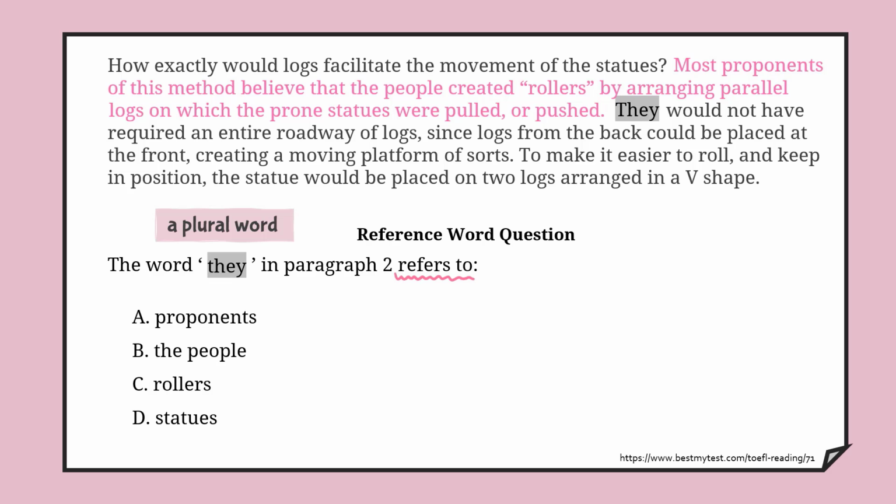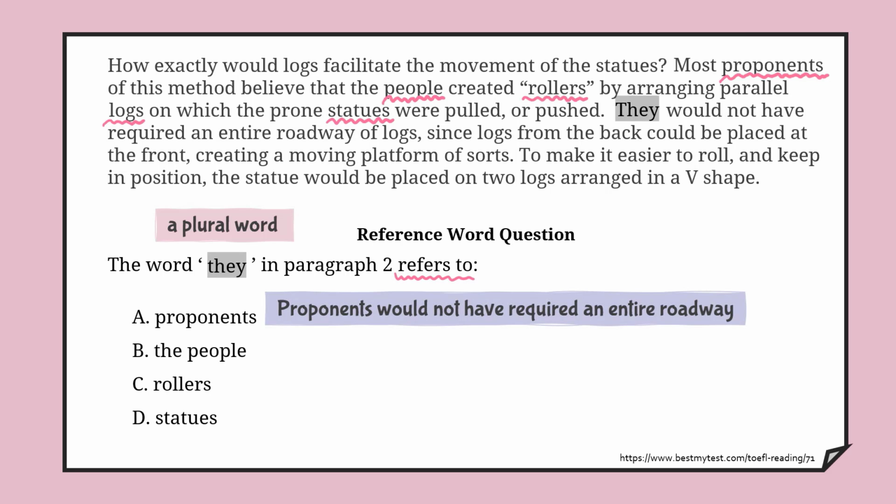There are 5 plural words in this sentence: proponents, people, rollers, logs, and statues. It's a little bit difficult to figure out. So go back to the reference word and replace these 5 words into it. A. Proponents would not have required an entire railway. Proponents only believe some ideas. They are not related to these ideas, so it must be wrong.